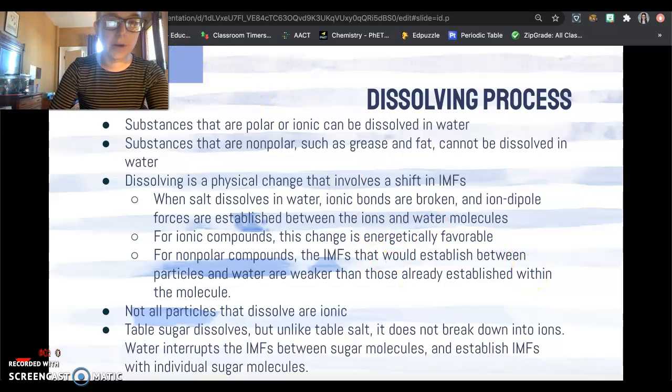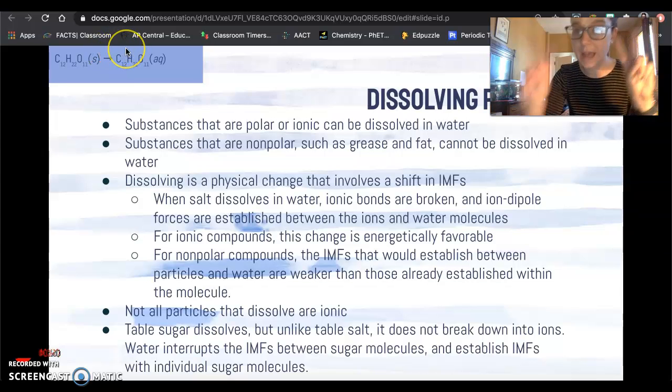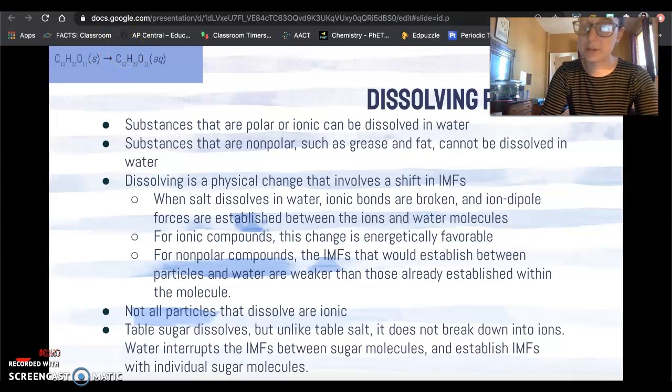For the dissolving process, if we were to show it as a chemical equation, usually we don't say this solid plus water yields this aqueous solution. We just have solid to aqueous, and that water is implied in the equation. So if you see something like this, that is the chemical reaction for the dissolving process.